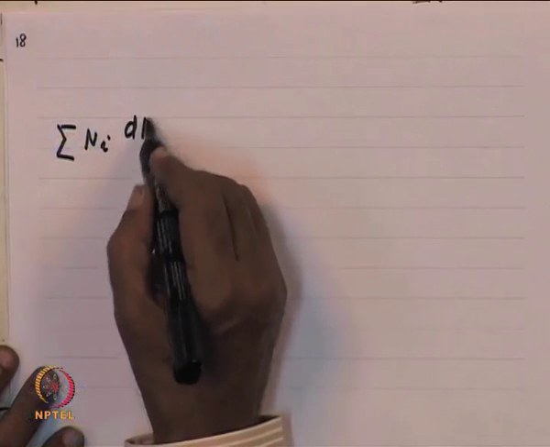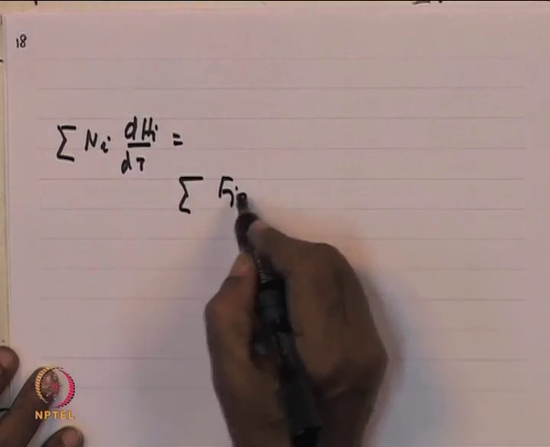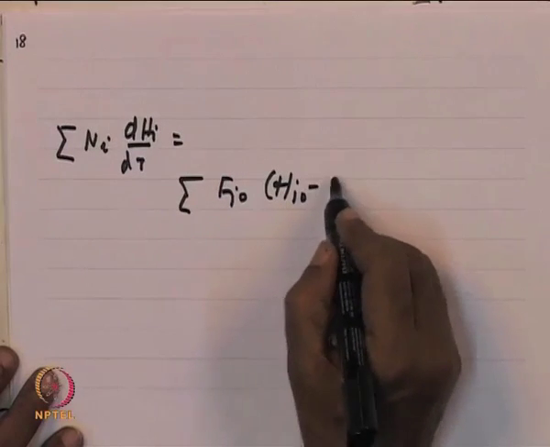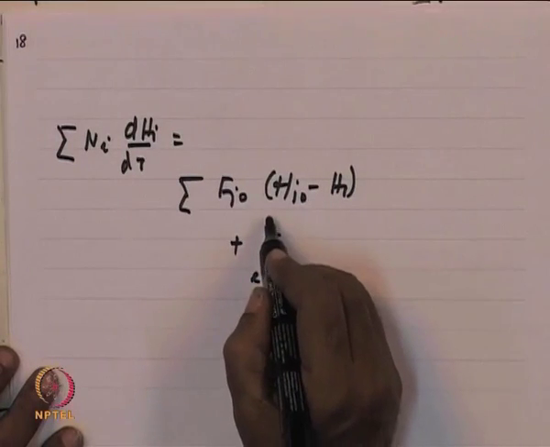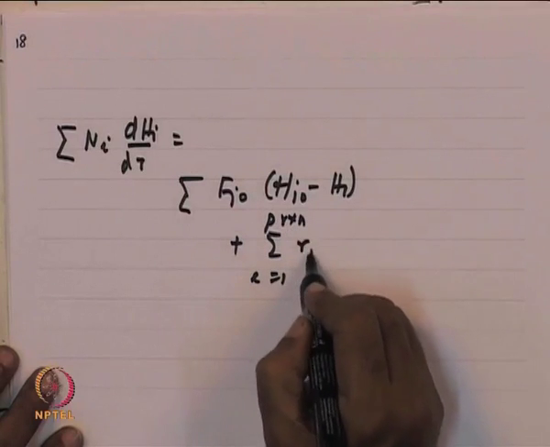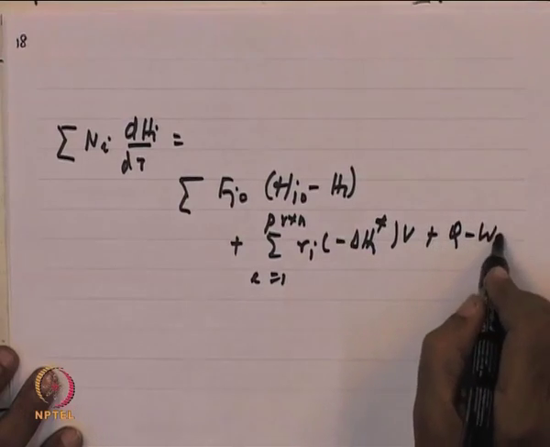The next question is, how much energy? We have already said that we need to know how much heat is to be added or removed to be able to achieve what we want. So, for that we look at our energy balance, which says sigma Ni Cpi dT/dt equals sigma Fi0 Hi0 minus Hi, plus sigma i equal to 1 to P reactions Ri times minus delta Hi star times V, plus Q minus WS.